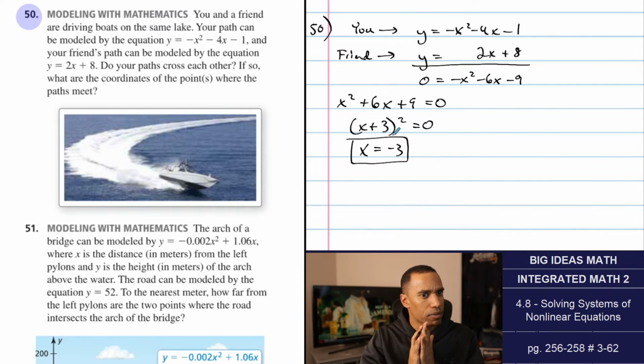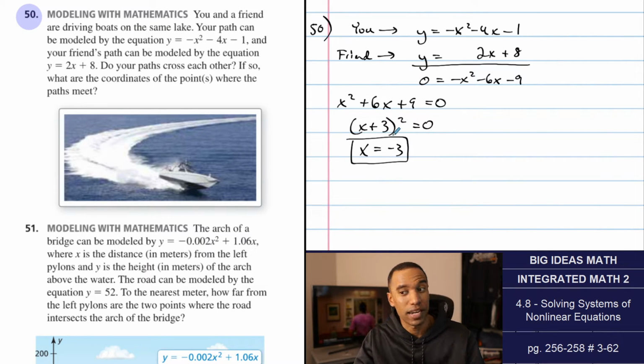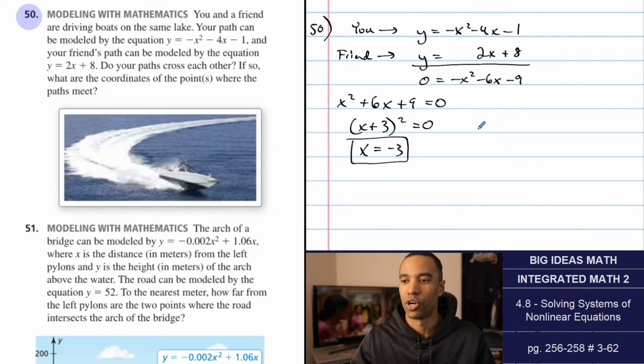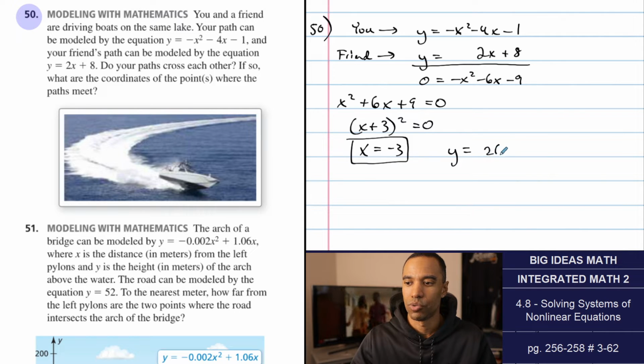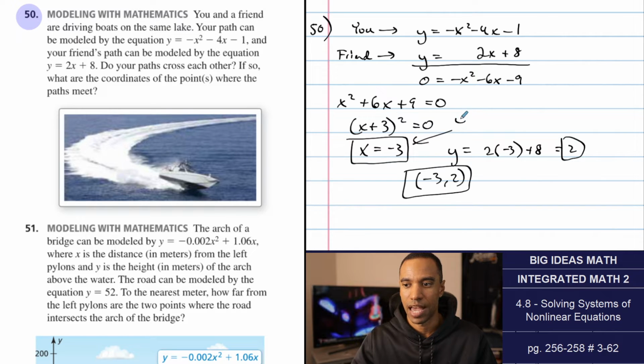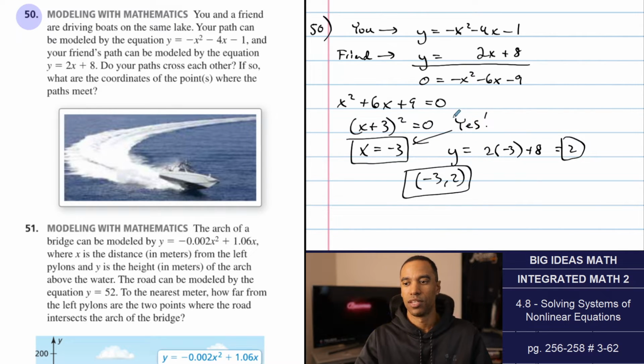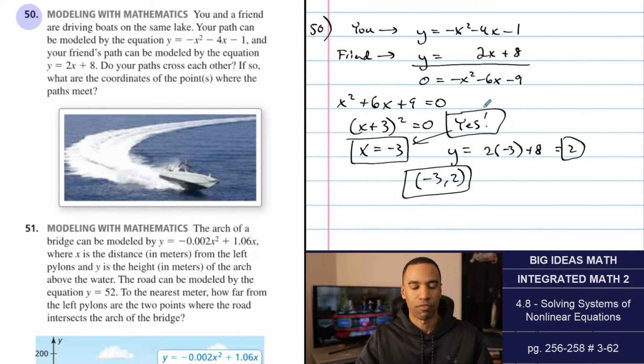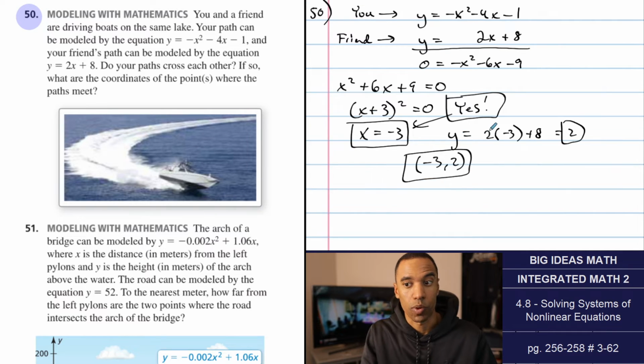What's this whole thing about? You're driving boats and your path can be modeled. What do x and y represent? They're just saying what are the coordinate points where we meet. We meet at negative 3 comma something. So what's the y value? 2 times negative 3 plus 8. Negative 6 plus 8 is 2. So they meet at negative 3 comma 2. So first of all, yes, we cross paths, and where? At negative 3 comma 2. Just 1 point. We say hi and then bye and we leave.